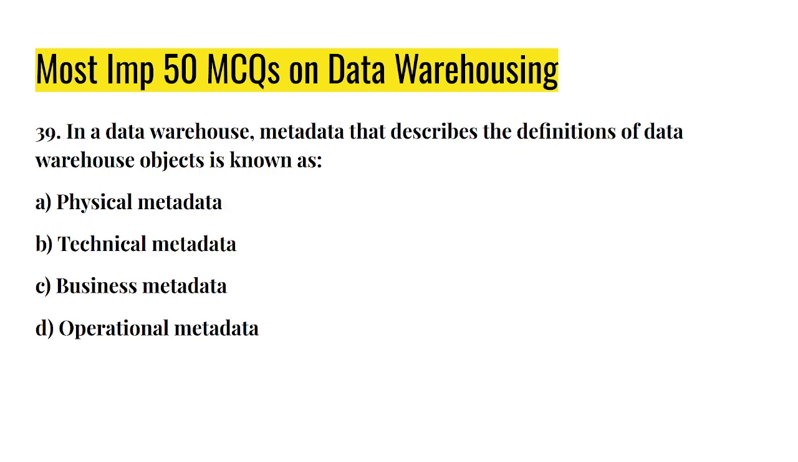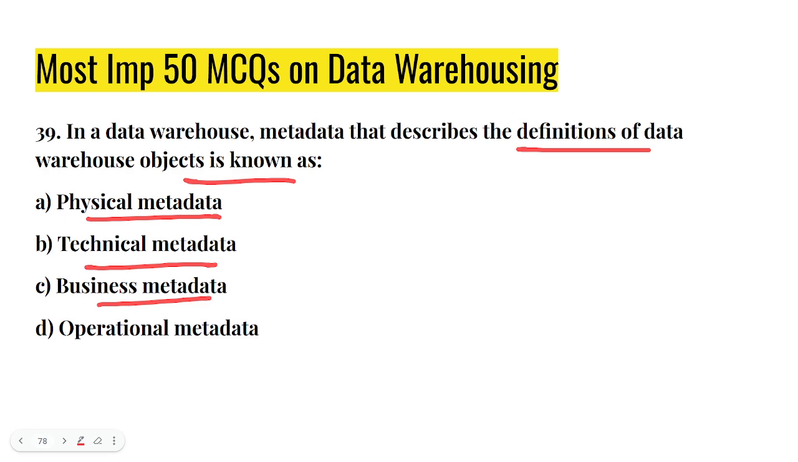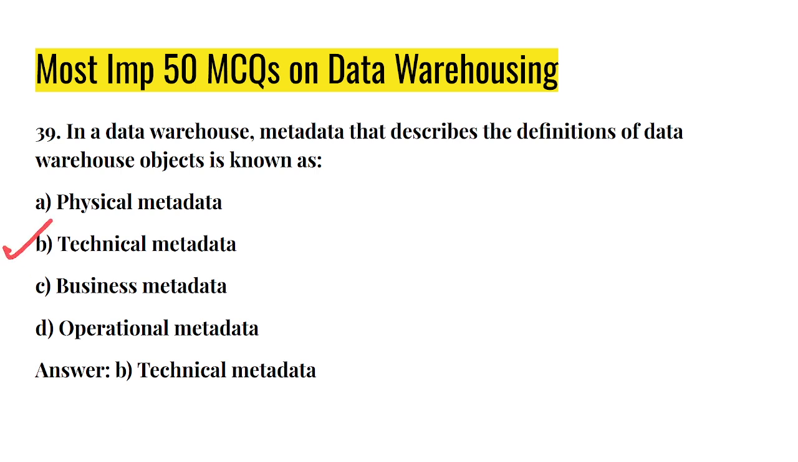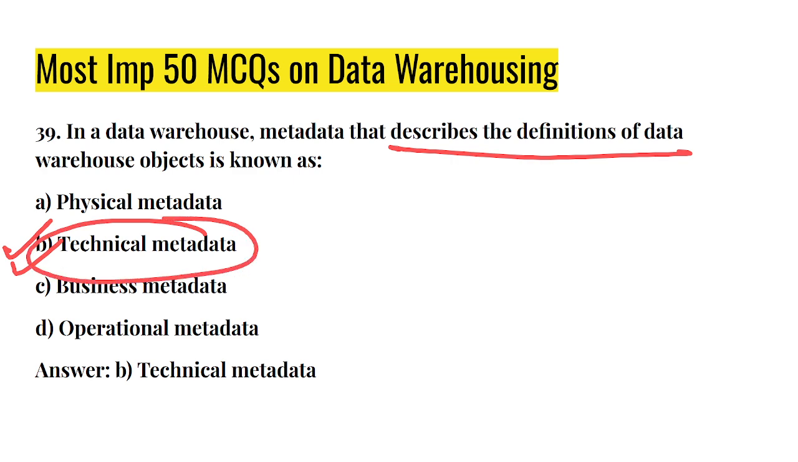Question number 39. In a data warehouse, metadata that describes the definition of data warehouse objects is known as physical metadata, technical metadata, business metadata, or operational metadata. Correct answer is technical metadata. Metadata that describes definition of data warehouse objects is called technical metadata.